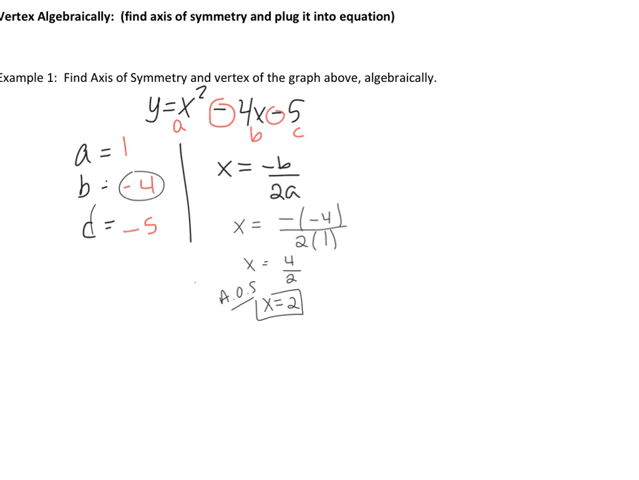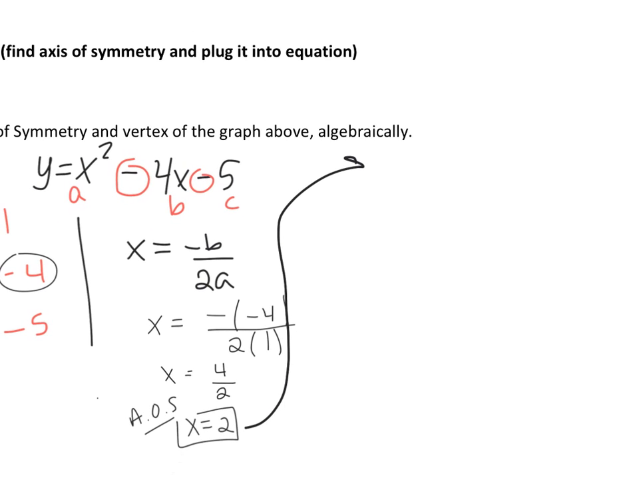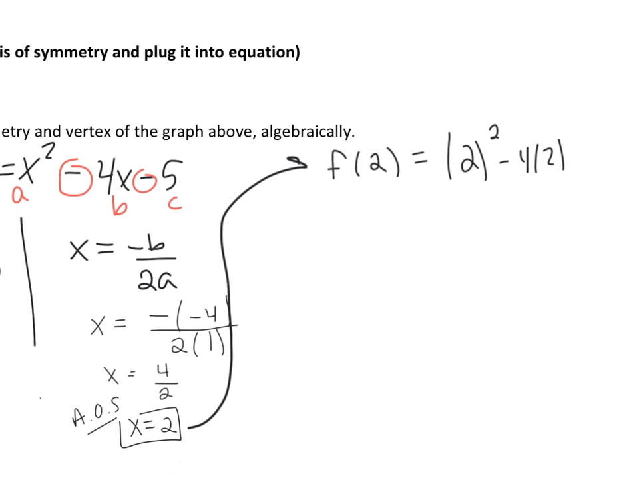Now, to find our vertex, we take that x equals and we simply substitute it back into our original equation. So I'm going to go to the side. We're now going to plug in 2 into y equals x squared minus 4x minus 5. So we do f of 2 equals 2 squared minus 4 times 2 minus 5.